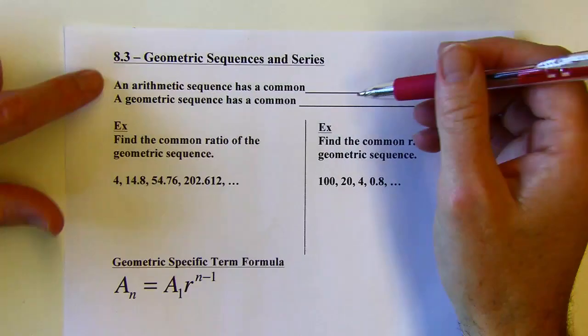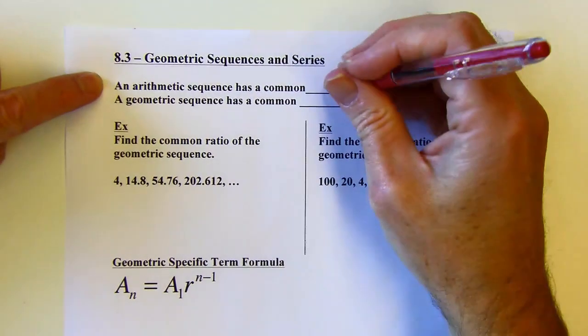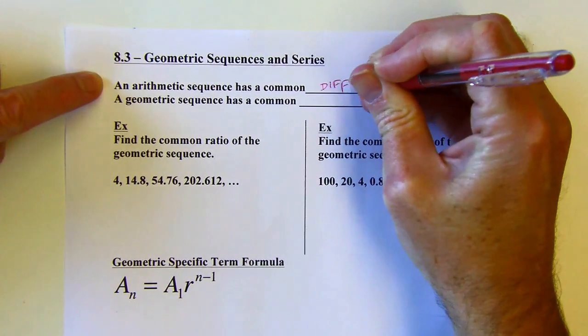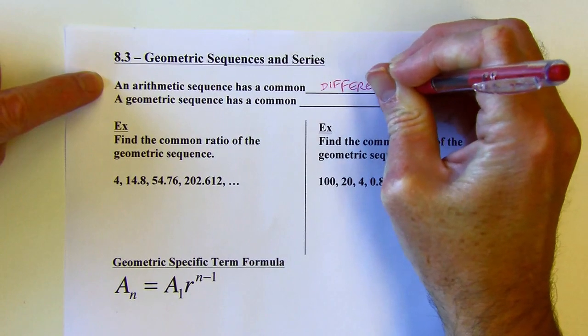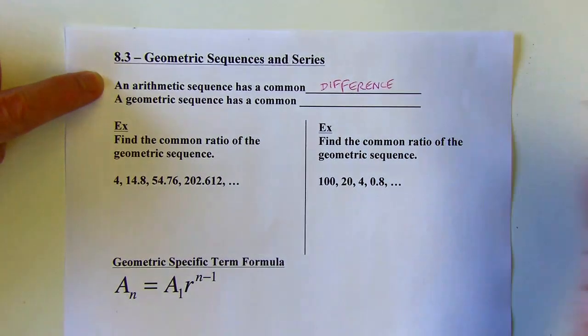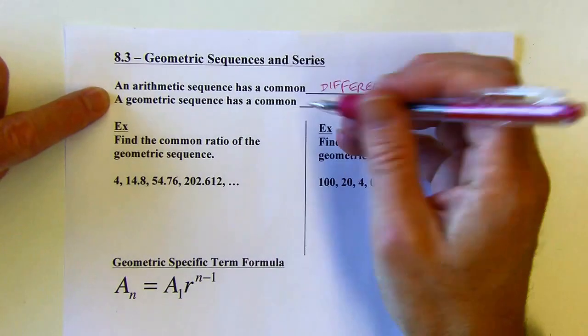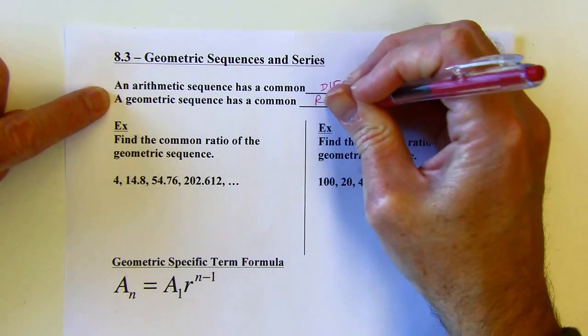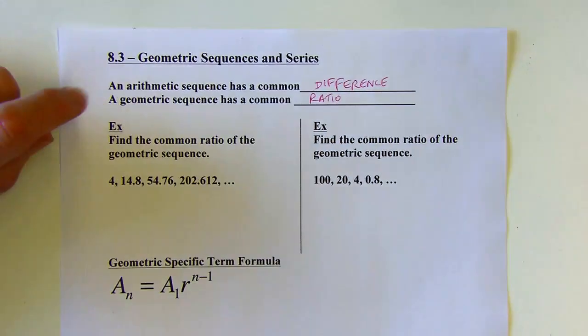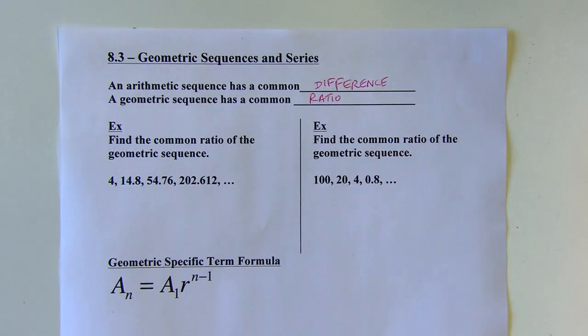Okay, an arithmetic sequence has a common difference. So you're adding the same thing to get from term to term. And that something could be negative. You could add a negative, right? And a geometric sequence is going to have a common ratio instead. So that means we're going to be multiplying by the same thing to get from term to term, okay?